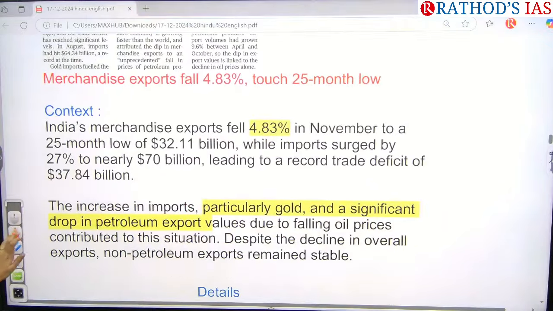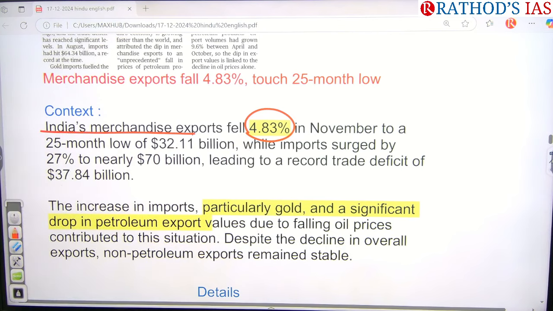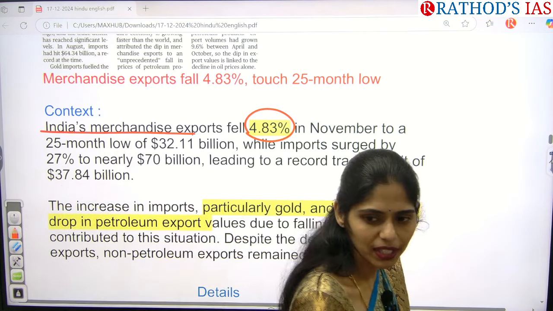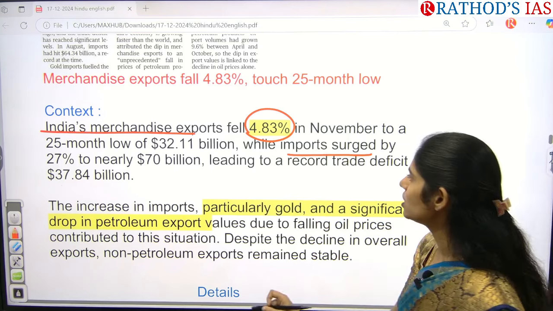The context says that India's merchandise exports fell by 4.83% in the month of November, and it is very low if you're comparing with 25 months. That means if you're comparing with the last 2 years, in this month of November there is a decrease in exports. And actually imports have surged by nearly 27%.